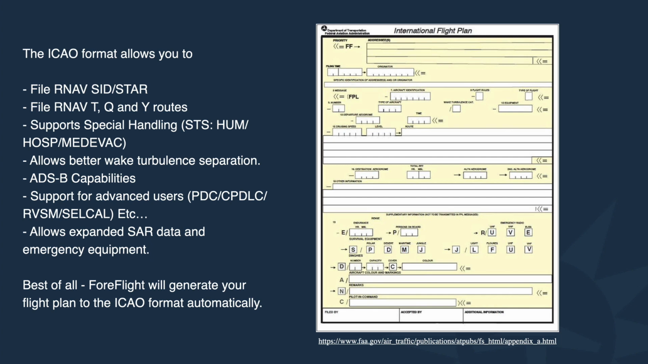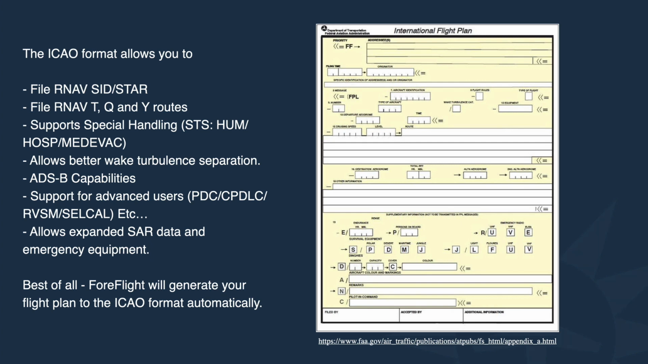But it also allows for better wake turbulence separation, because your wake turbulence category is also located in here. It lets you display your ADS-B capabilities, and supports advanced users with all these different letters: PDC, CPDLC, RVSM, cell call, a lot of different stuff in the ICAO. But the best thing is ForeFlight takes care of all of this for you. You don't need to worry about the International Flight Plan format or the ICAO, because ForeFlight will format everything for you automatically. And if it's not, we'll show you how to make sure it does.